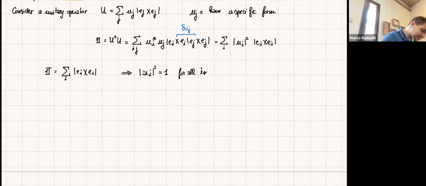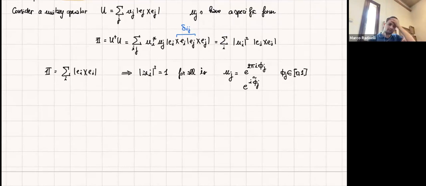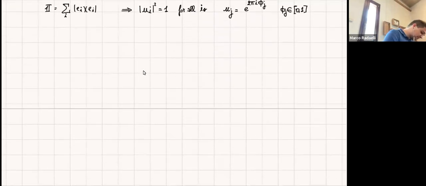In particular, we can always say at this point that u_j equals e to the 2 pi i phi j. The choice of using 2 pi is just to parameterize phi j as an object which belongs to 0, 1. You could equivalently define it as e to the i phi tilde j, and in that case phi tilde would go from 0 to 2 pi. But this is the more common framework. Now let's state the problem.